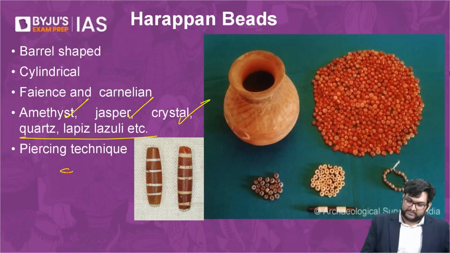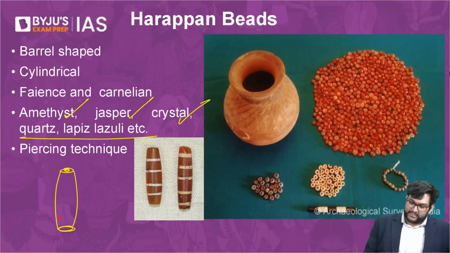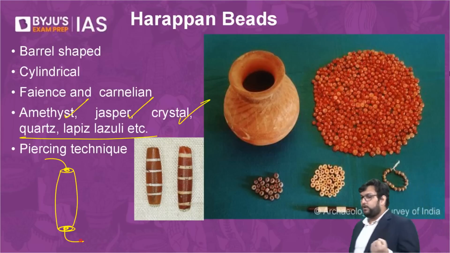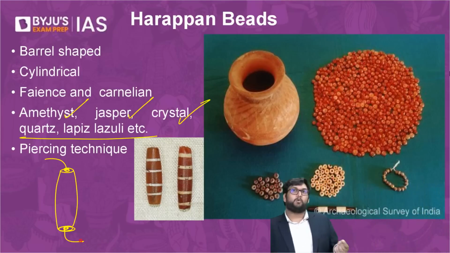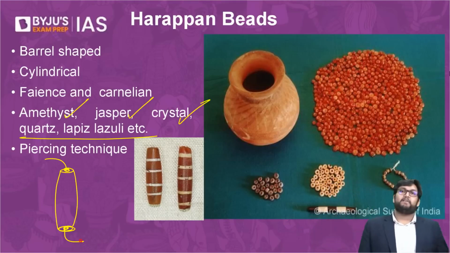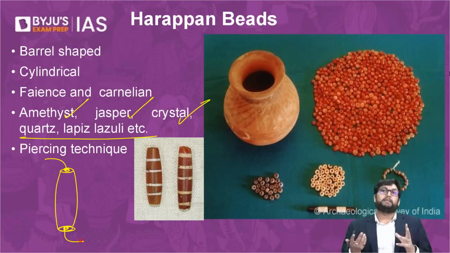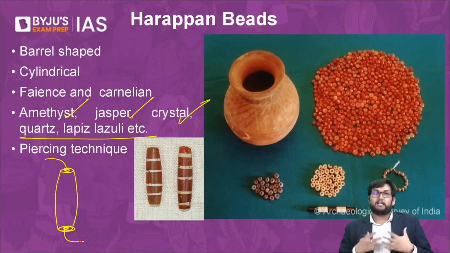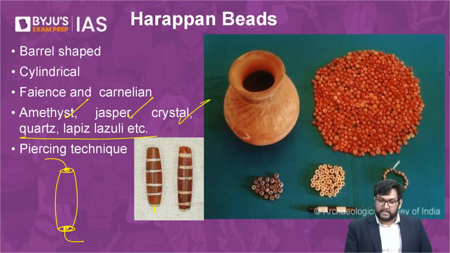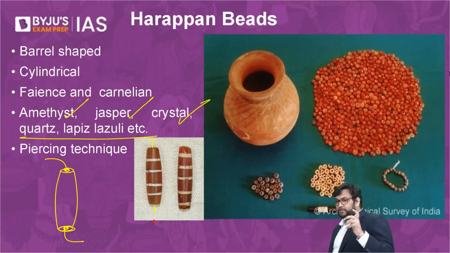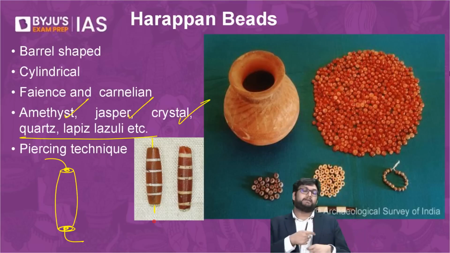So basically, what we see is that they had a piercing technique in such a way that the whole hole existed. The hole existed even without breaking the bead. This is where their technique comes through, that they knew how to make a hole through it without breaking the bead. That is something again quite interesting, that we today use basic machines to do it, but they were doing it through hand and they were able to make beads.